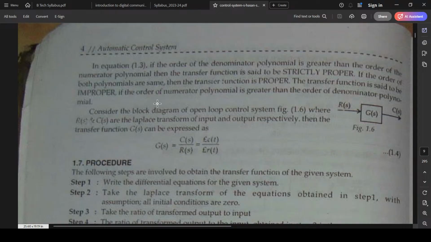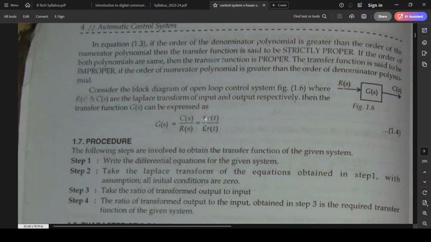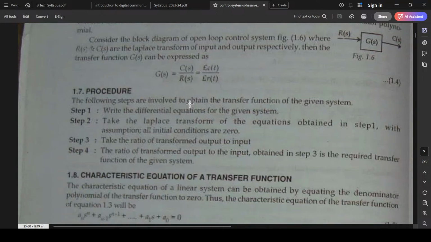Consider the block diagram of the open loop. Open loop, there is no feedback. Where R(s) and C(s) are the Laplace transforms of input and output. Then the transfer function is C(s) upon R(s), the Laplace of c(t) upon the Laplace of r(t).